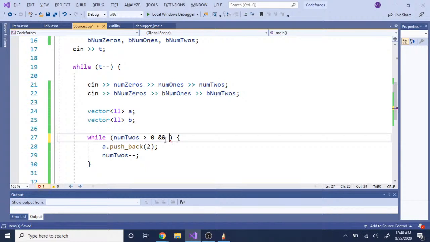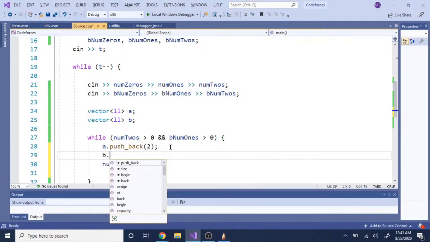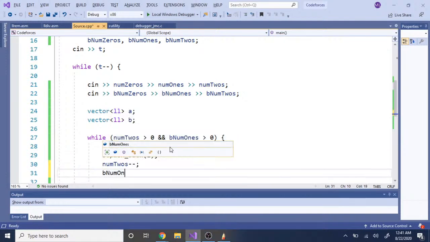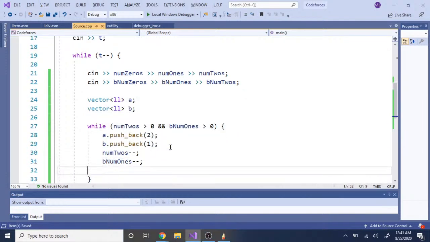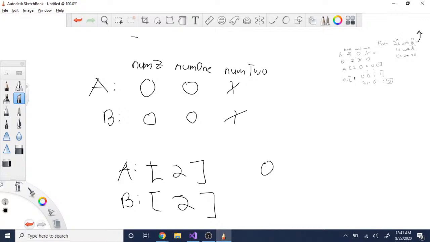So while num 2's and then b num 1's are also greater than 0. So while they're both for a, number of 2's is greater than 0, for b, number 1's greater than 0, I'm going to push back. For b, I'm going to push back a 1. And then I'm going to do b num 1's minus minus. Okay, that gets rid of that case. So that gets rid of the case for us when we have 2's with 1's.